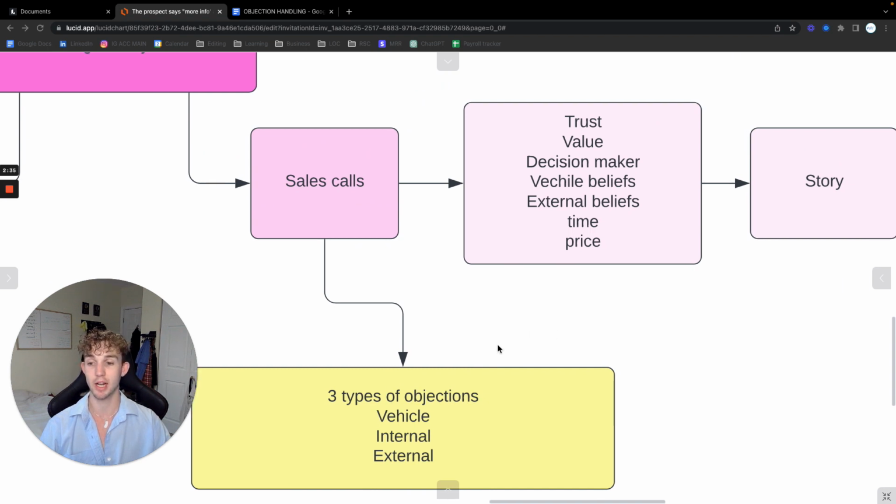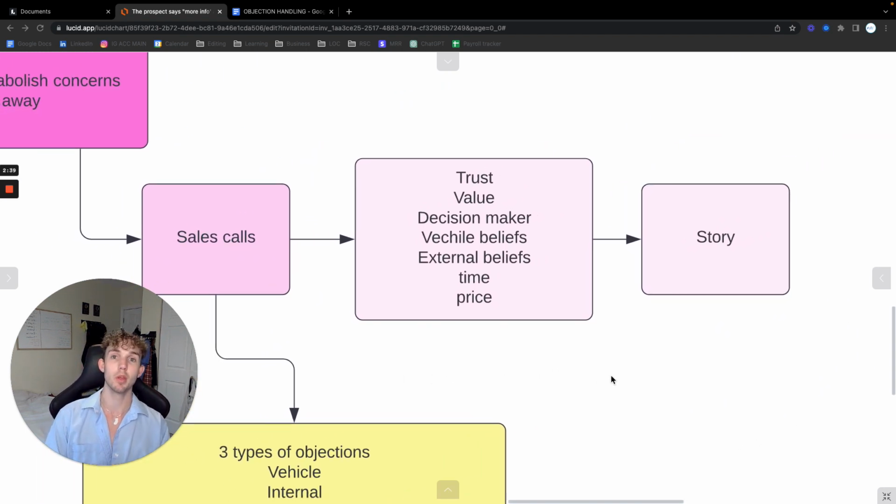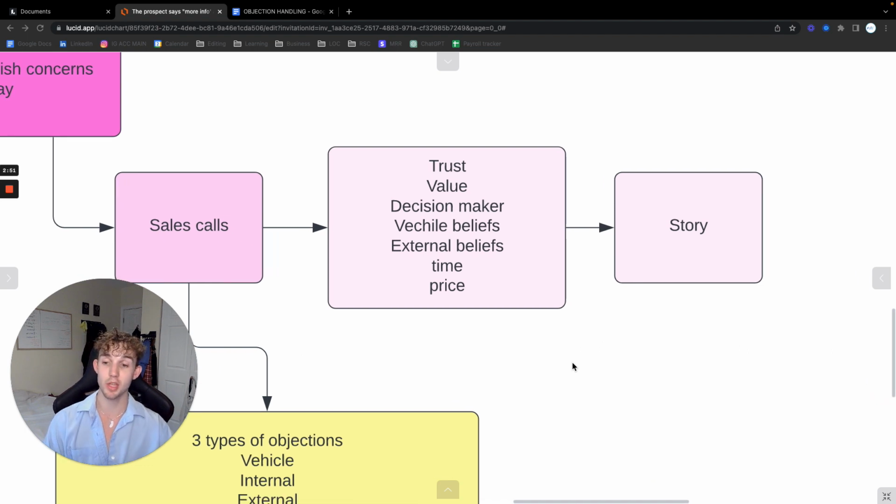Now, let's look at some of the objections and what they actually mean, right? So keep in mind, an objection is basically just like a lie, right? 90% of the time when someone has an objection, it's just an uncertainty or some kind of lie for something else. So we're going to figure out what the underlying problem is, right? So a couple of things we can classify this into is trust. If they don't trust you, if they don't see the value, if they're not the decision maker. We already talked about vehicle and external beliefs. If they don't have the time, or if the price.